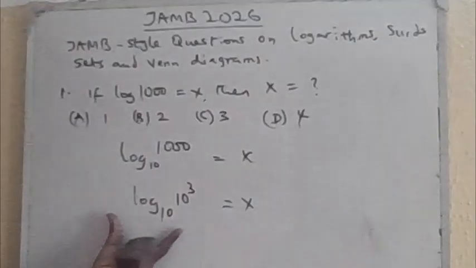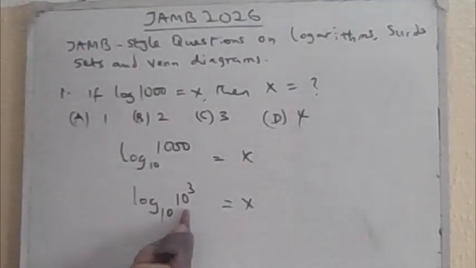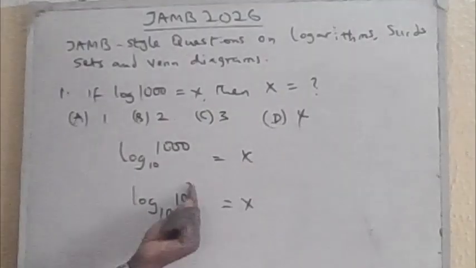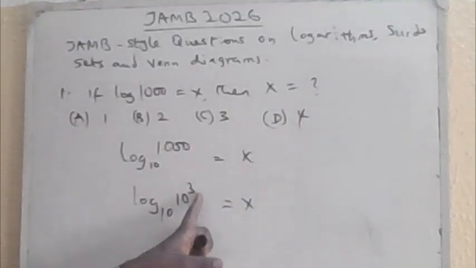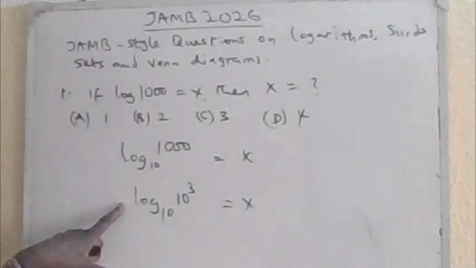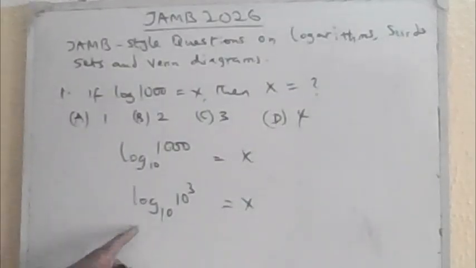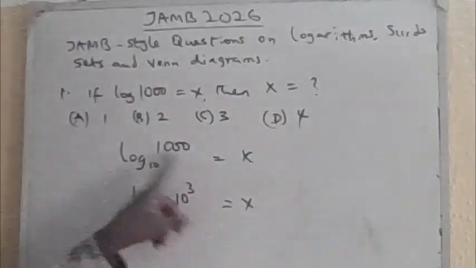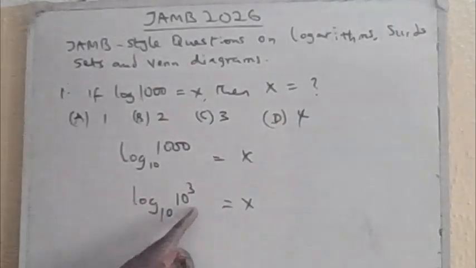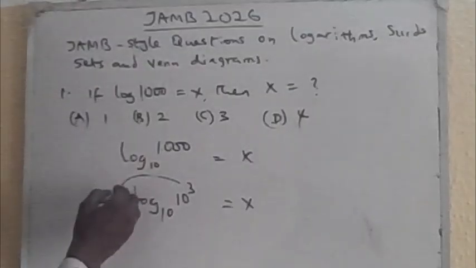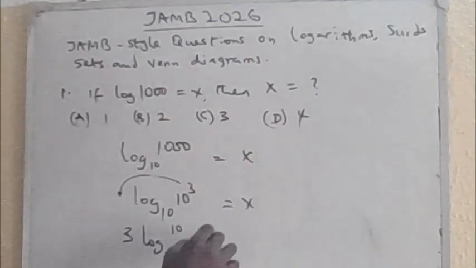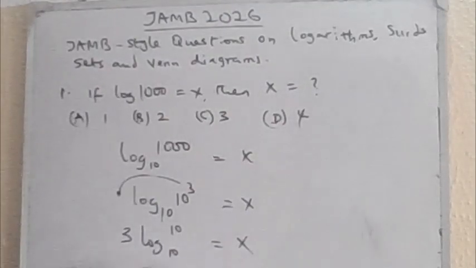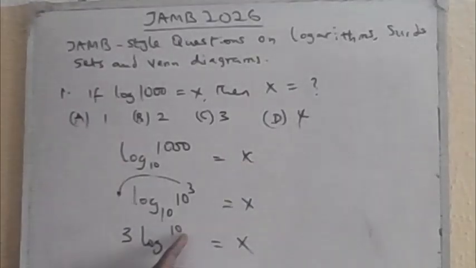Now you know, as a rule of logarithm, if you have a number raised to an exponent and they are all in the base, the exponent will come and be the coefficient of this expression here. So 3 will come and multiply log 10 to base 10. So you have it as 3 log 10 to base 10 is equal to x.